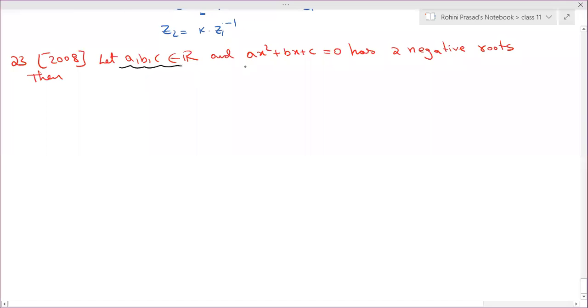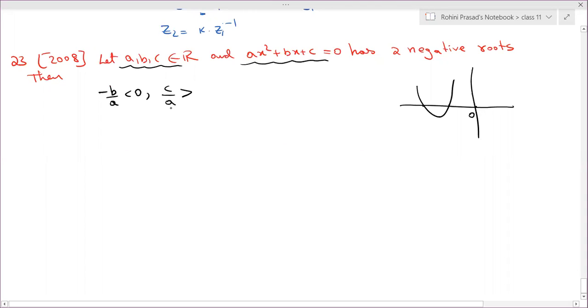A, B, C are real numbers, and ax square plus bx plus c has two negative roots. That means both the roots are less than 0. You can take k equal to 0, and then for both roots, the three conditions we can apply. But instead of applying the three conditions, because that k value is 0, we can take that advantage. When both roots are negative, the sum of the roots is negative, minus b by a should be negative, and the product of the roots is positive, so c by a is positive.